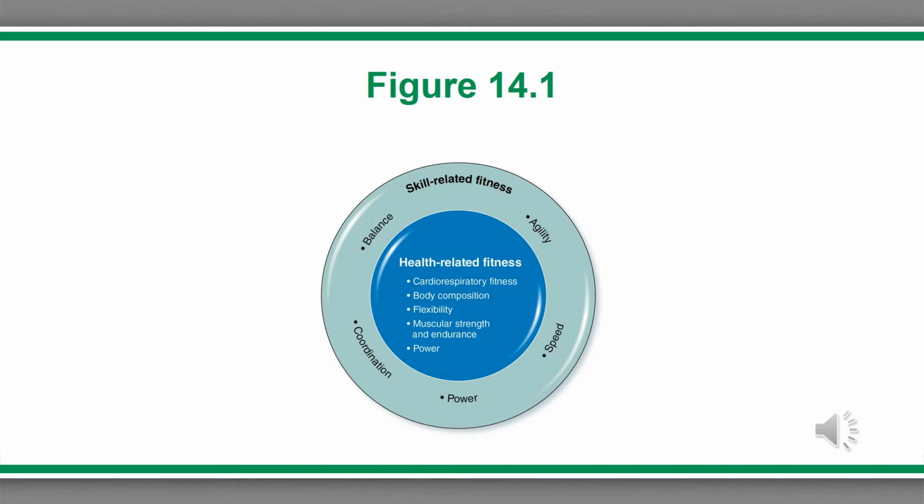This figure 14.1 is a good diagram to show you how the health-related fitness is the core of our physical fitness, but skill-related fitness also includes health-related fitness. And that's why they put it in the donut shape, to show that health-related fitness is a component of skill-related fitness.